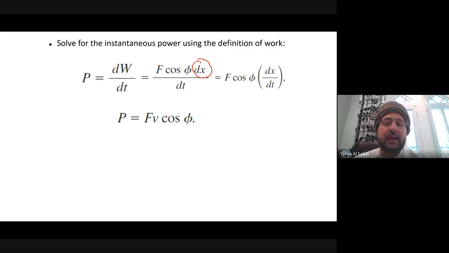Again, if you're interested in things like electrical engineering, electric power generation, how turbines and motors work, you will see this definition of power, Fv cosine theta, quite often. A lot of the times this v has something to do, for example, with how quickly the turbine or the electric generator is moving.